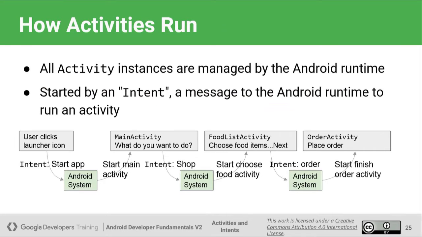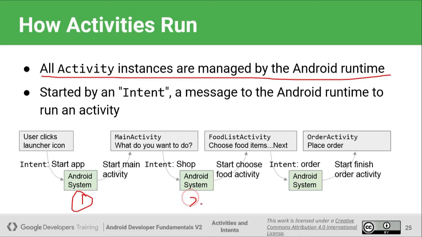So how do activities run? All activity instances are managed by the Android runtime. This is the key point that needs to be remembered, that all activity instances are managed by the Android runtime. Started by an intent, which is a message to the Android runtime to run an activity. So here you can see Android system 1, 2 and 3.